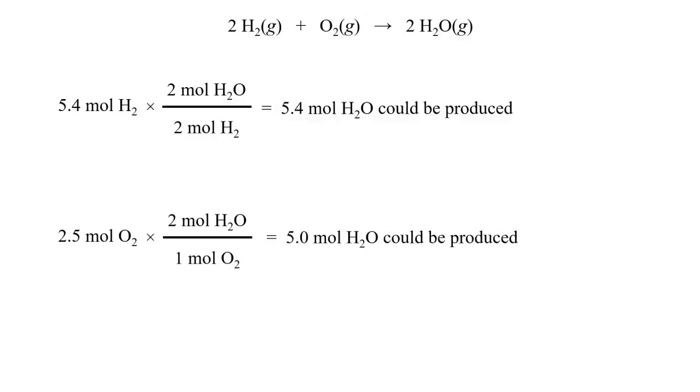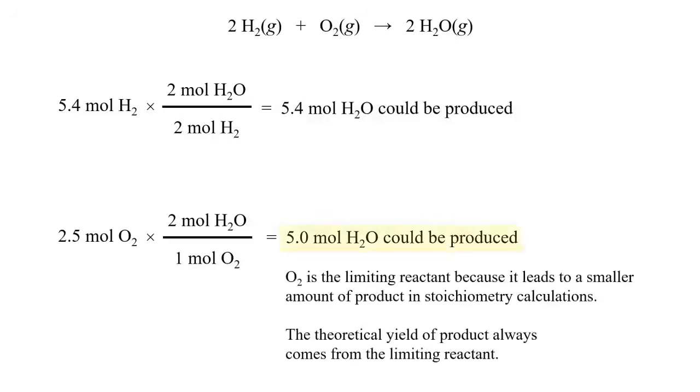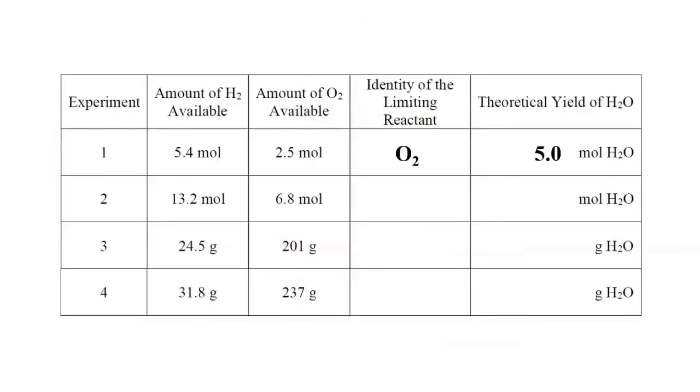Now, analyzing these two amounts of water, we focus on the smaller number. So the limiting reactant is the one that produces the smaller amount of product. So now I know that O2 is the limiting reactant because in these stoichiometry calculations, it leads to a smaller amount of product, and my theoretical yield of H2O is 5.0 moles. So I fill in that information in the first row of the table, and then we'll move on to experiment 2.